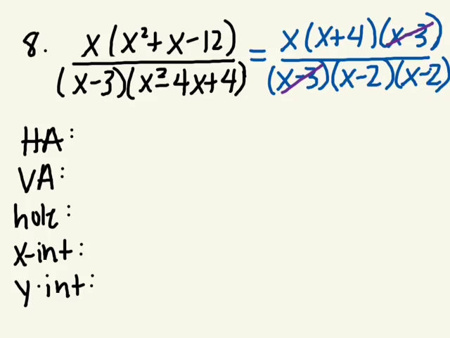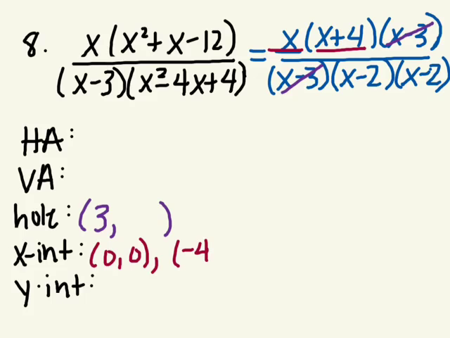So I'm going to go down here and say 3, and I'm just going to leave that y blank for right now. We'll come back and fill that in a minute. The top here gives us our zeros. So we get our zeros from setting these two equal to 0. So our x-intercepts are x equals 0, so (0, 0), and x equals negative 4, so (-4, 0).